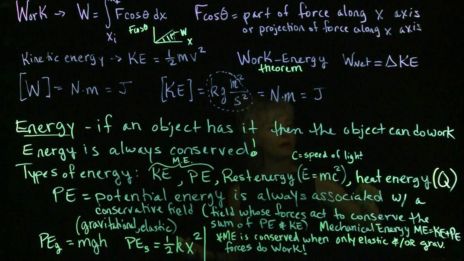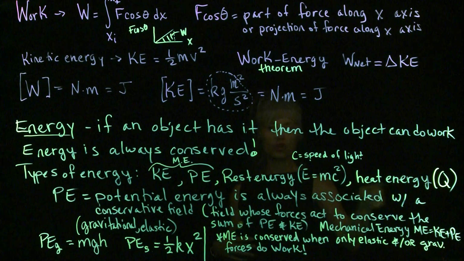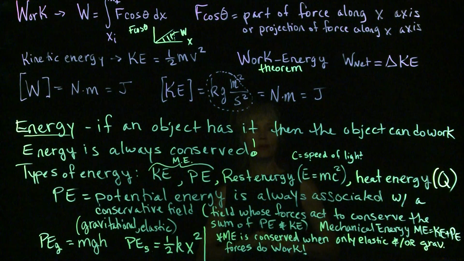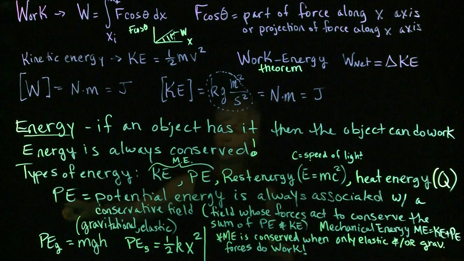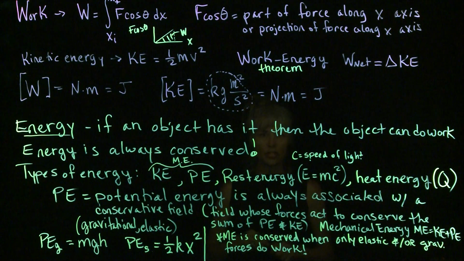And then another type of energy is heat energy. Heat energy is going to get the symbol Q, and we'll be dealing more with that later on in the semester. But these 3 energies, kinetic energy, potential energy, and heat energy, are going to be the 3 energies we're really going to be focusing in on this semester. So now coming to potential energy, PE. PE does stand for potential energy, and potential energy is always associated with a conservative field.